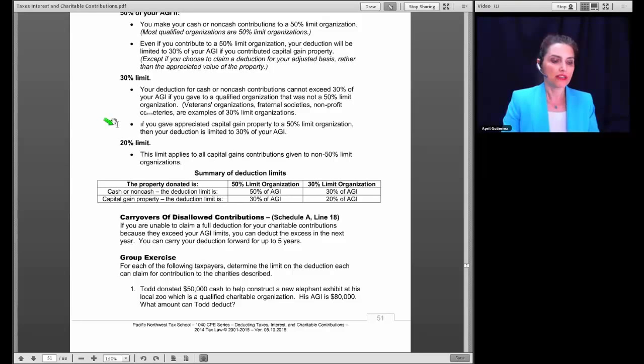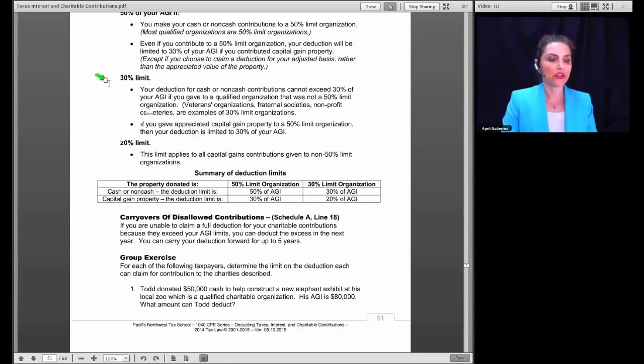If you gave appreciated capital gain property to a 50% limit organization, then your deduction will be limited to 30% of your AGI. And if you made a cash contribution to a 30% limit organization, your deduction is also limited to 30% of your AGI. And finally, there is a 20% limit. It applies only to donations of capital gain property to a 30% limit organization.